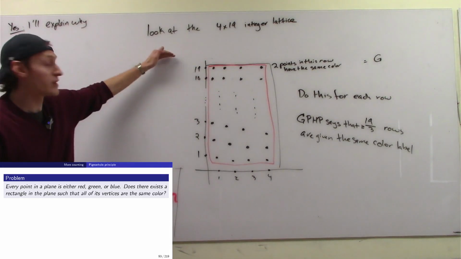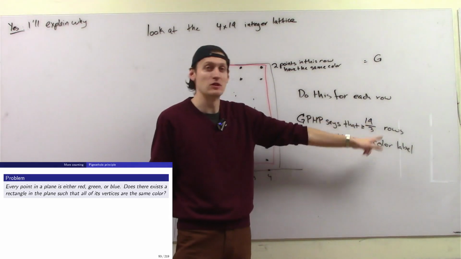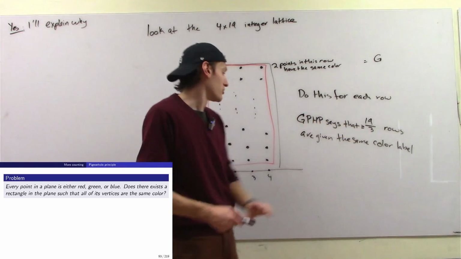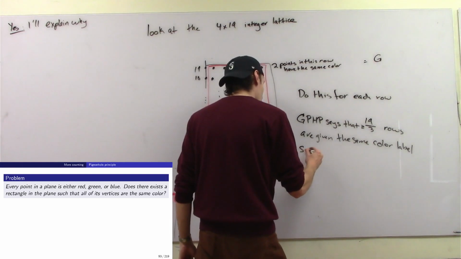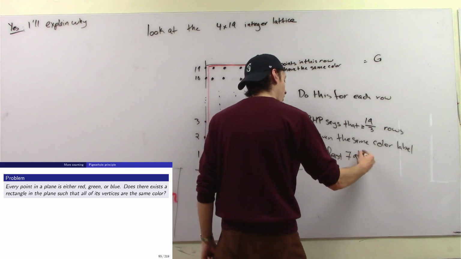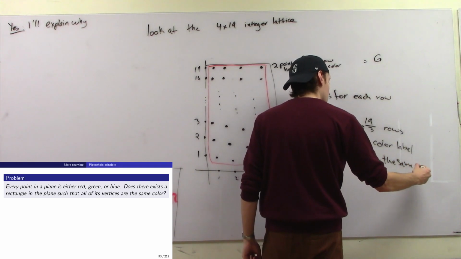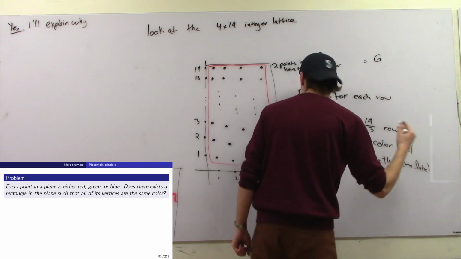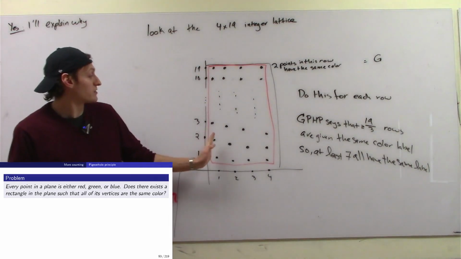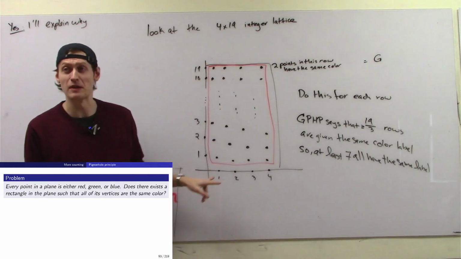I have 19 things, and I label them all in one of 3 ways. So one of them has to be given at least 19 over 3 of the same thing. And what is 19 over 3? It's a bit more than 6. So what does this mean? Notably, at least 7 all have the same label. Okay? All right. So that means that I have at least 7 rows that all have at least 2 of them with the same color.